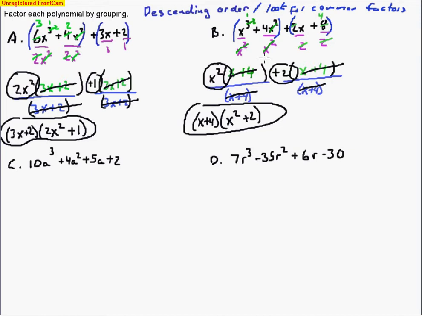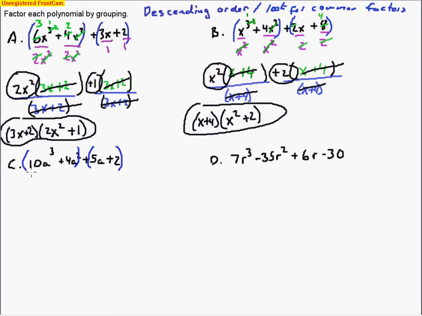Again, the whole idea is to make sure it's in descending order and then look for common factors. So descending order. Yes, we have the highest exponent down to the constant. Common factors? No. All of them are even except for 5, so can't take out a 2. All of them have a's except for the last term. So what we have to do is draw parentheses around each of the 2 terms. We're grouping the first 2 terms and the last 2 terms. And then we're looking for common factors.